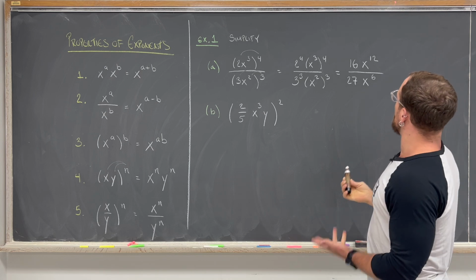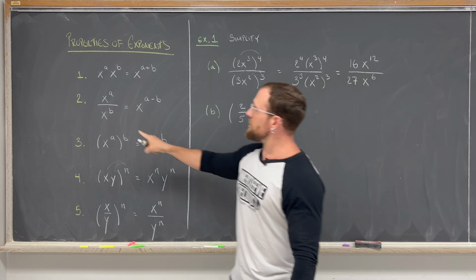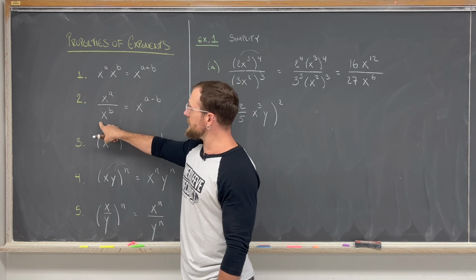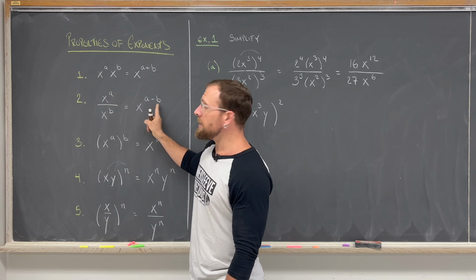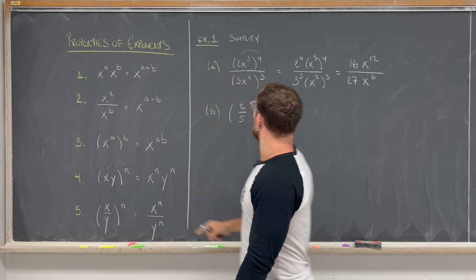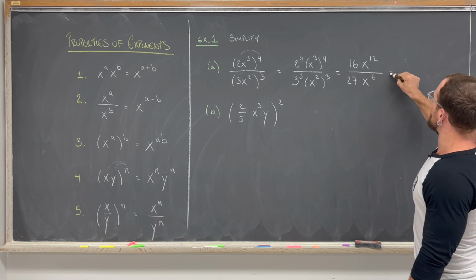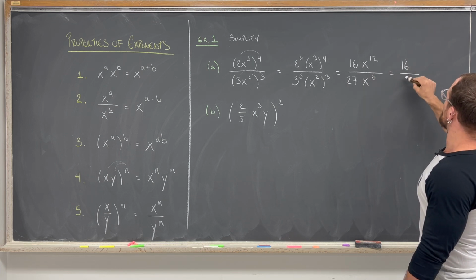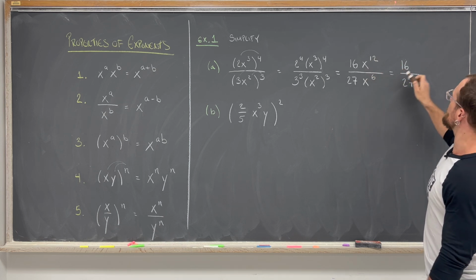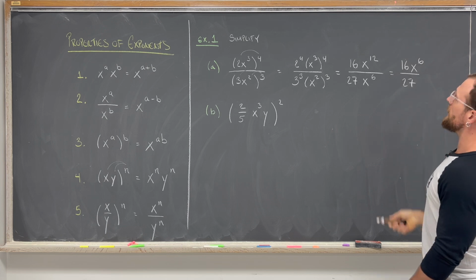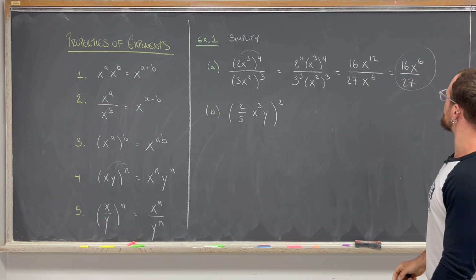Okay? I'm almost done, but I've got an x to the 12 over an x to the 6th. And property number 2 tells me when you have the same base in the numerator and denominator raised to these exponents, you can subtract them, the top exponent minus the bottom. So if I've got an x to the 12 over an x to the 6th, in the end, the 16 and 27 can stay put, but now I've got x to the 12 minus 6. That would be x to the 6th. Okay? That would be my simplified answer for this one.